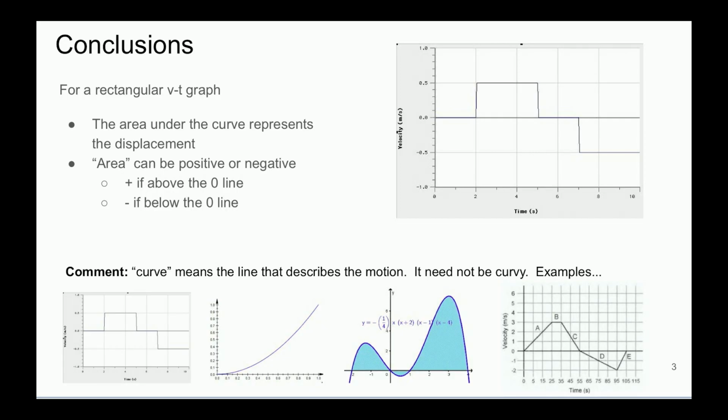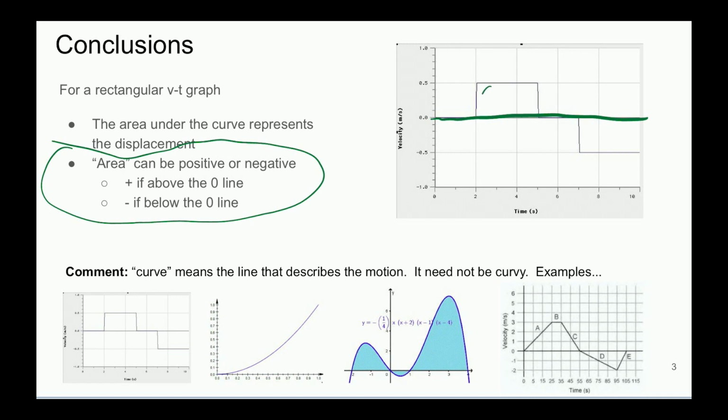Okay, so if you look here now at the conclusions, I can conclude that for a rectangular velocity time graph, the area under is displacement. And as long as I remember these two things, where the area can be positive or negative, unlike geometry class, right? By definition, if it's above the 0 line, it's positive displacement. And if it's below the line, it's negative displacement. So these are plus displacements and these are minus displacements.